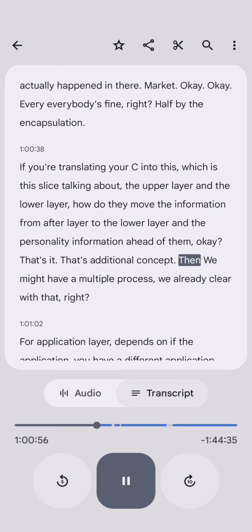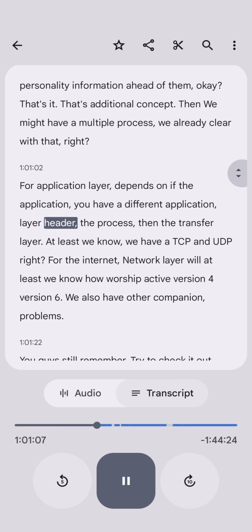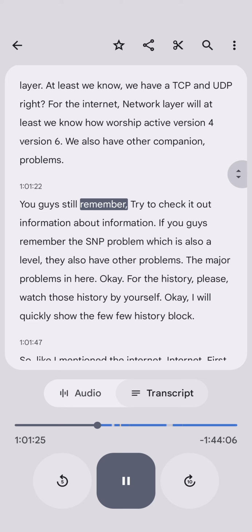Then, remember, for each layer we might have multiple protocols. We are already clear with that, right? For the application layer, depending on the application, you have a different application layer header and protocols. Then the transport layer, at least we know we have TCP and UDP, right? For the internet network layer, at least we know we have IP version 4 and version 6. We also have other companion protocols. You guys still remember last time when you tried to check the routing information, you remember the ICMP protocol, which is also a network layer protocol. They also have other protocols, the major protocols in here, okay?